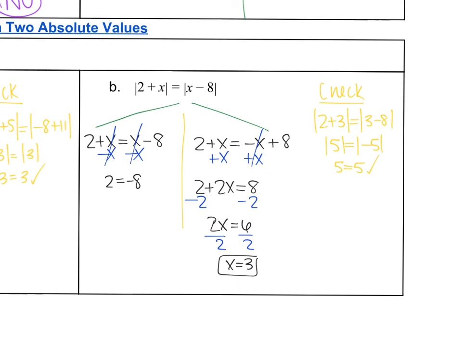There's a lot in this lesson, so if you have to, go back and rewatch any part or try some of the examples again. The biggest thing with absolute value is making sure you're making those 2 new equations to solve it.